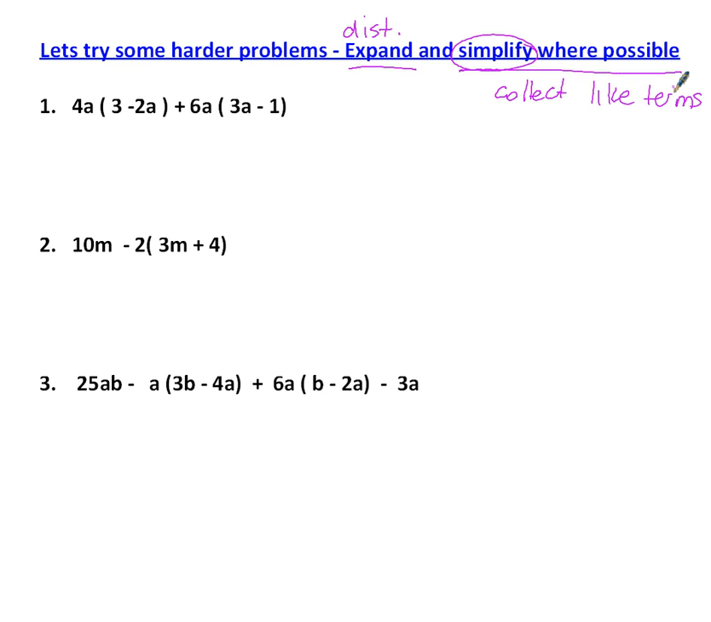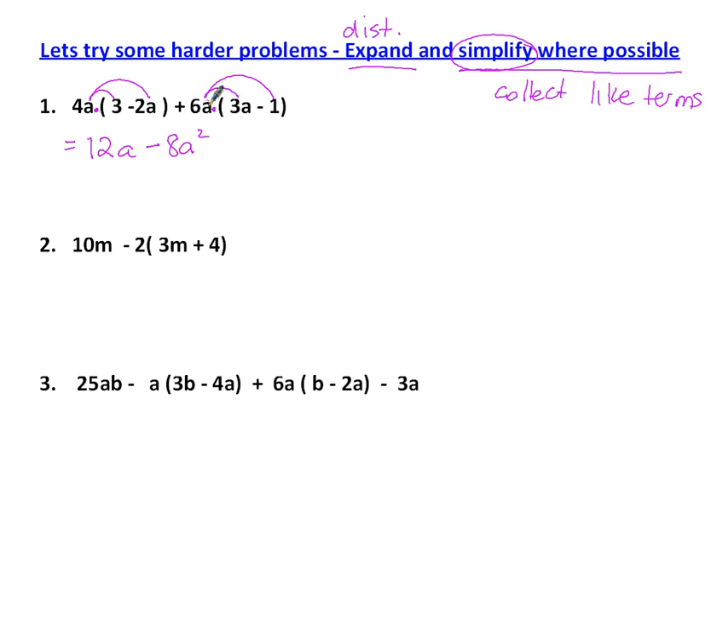Oh my goodness, look at this one. We appear to have not 1 distributive property, but 2. Now, of course, these are multiplies, so multiplication always comes before adding and subtracting. So let's go. We have 4a times 3. 4 times 3, we've got 12a. 4a times negative 2a, well 4 times negative 2, negative 8, a times a squared.